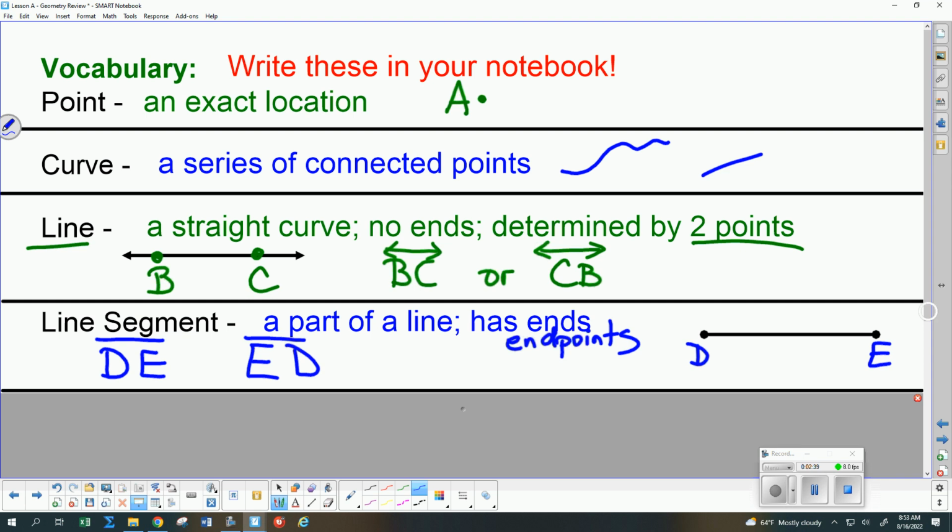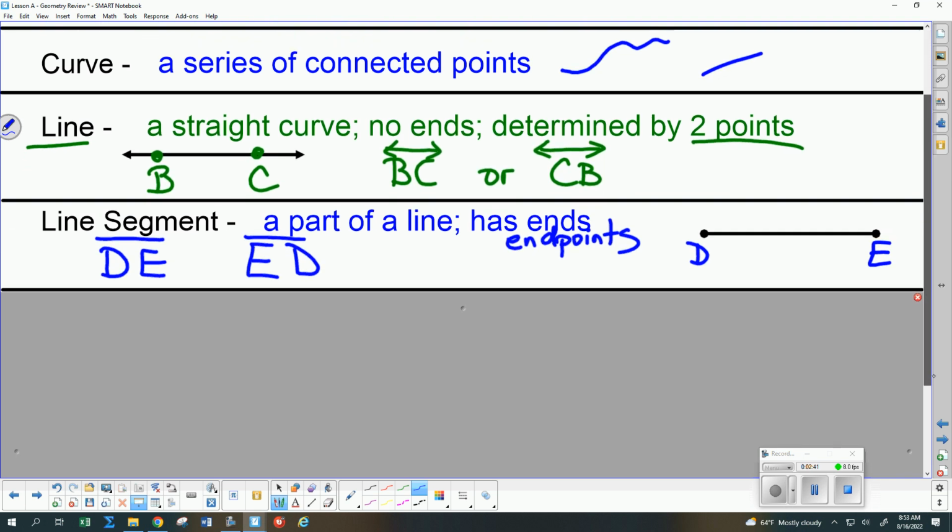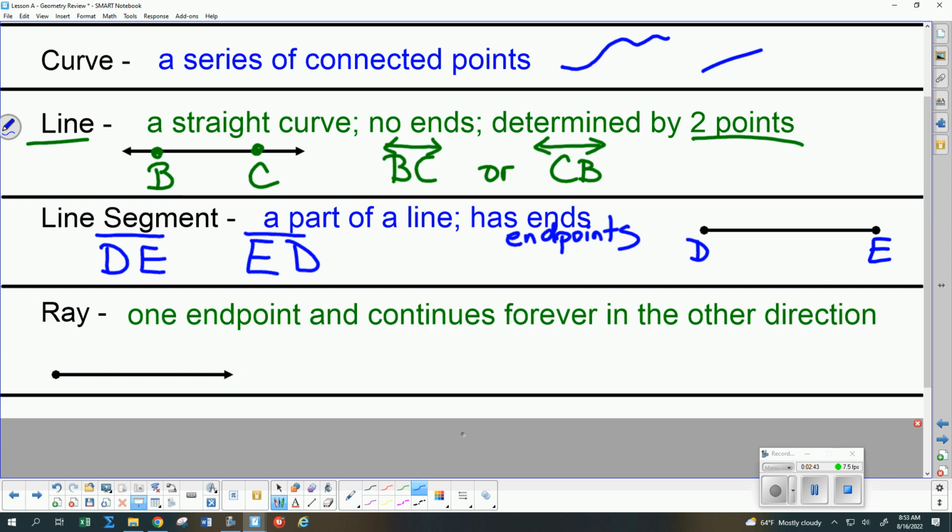If I want to go halfway between a line and a line segment so that it has 1 endpoint, we call that a ray. So we must know the endpoint. So I'll call that F. I haven't used an F yet. And then I need 1 other point that is on that ray, G. So my notation would be the ray that starts at F, goes through G, and keeps on going.